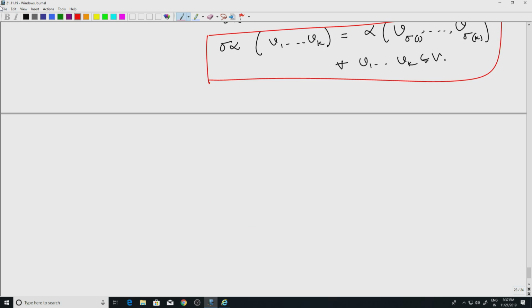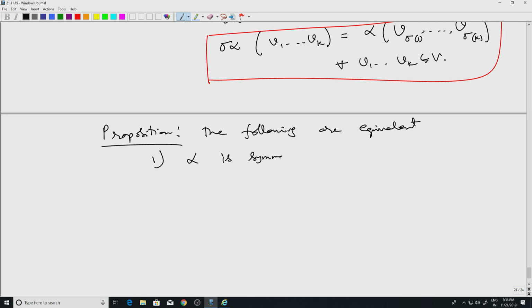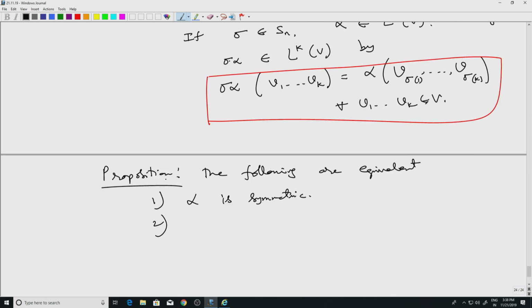Right. So then here's a small proposition. I want to say that the following are equivalent. The first thing is alpha is symmetric, where alpha is, again, I'm assuming that alpha is an element of L^k(V) as I did here. So alpha is symmetric should be the same as saying that sigma alpha equals alpha for all sigma in S_n.